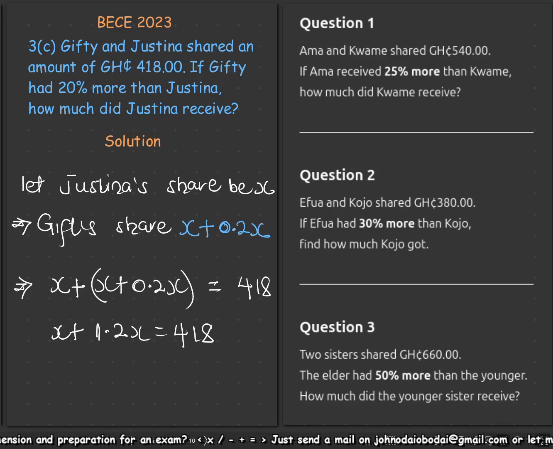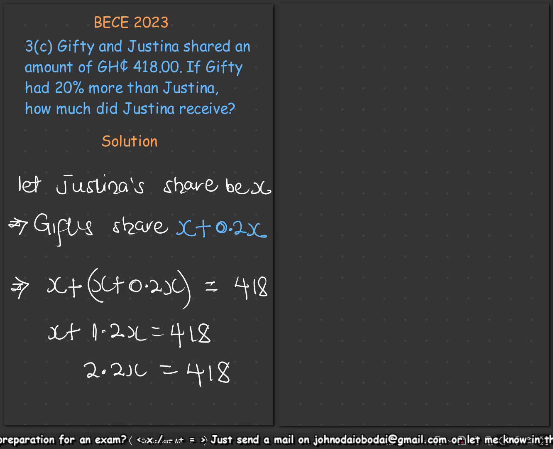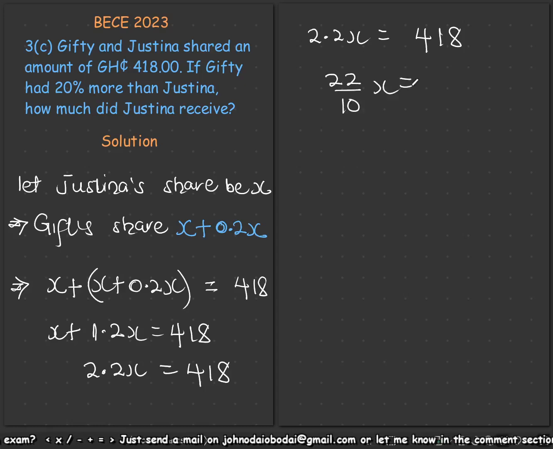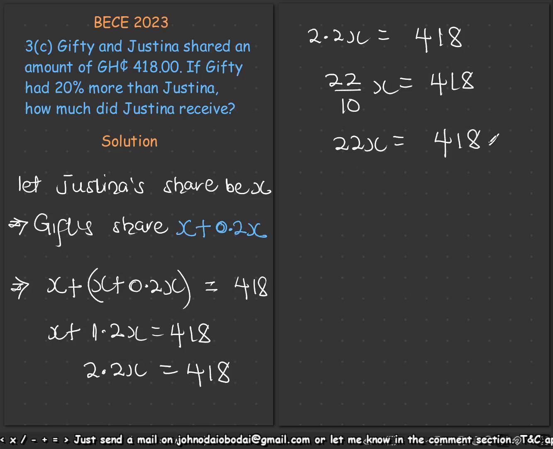Now, if we add X to 1.2, we are going to get 2.2X being equal to 418. Now, with that said, we have to make X the subject. So making X the subject, we have 2.2X equal to 418. And we know 2.2X is actually 22 over 10 X. So 418, cross multiplying, we have 22X is equal to 418 times 10.